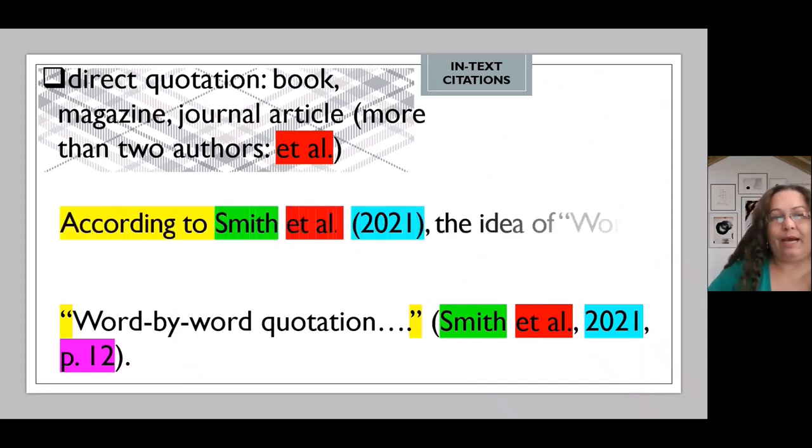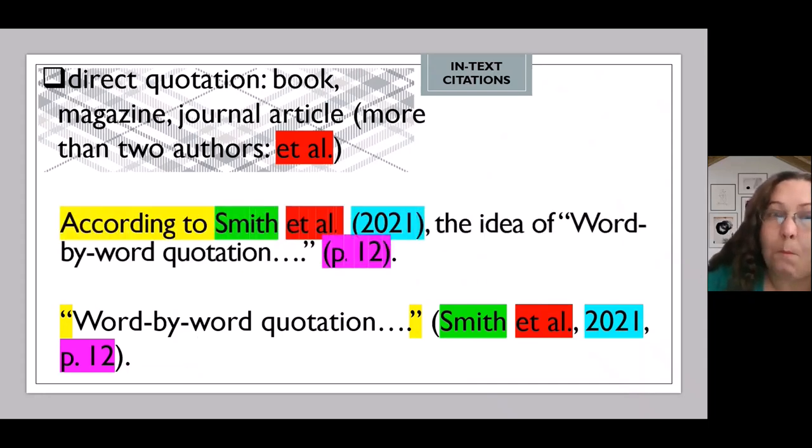Now, let's see if we have a source that has more than two authors. If we have more than two authors, then we're going to present the last name of the first author, and all the authors that come after the first one will become "et al." "Et al." is an abbreviation from an expression that comes from Latin. The expression is "et alii," and in translation, it means "and others."